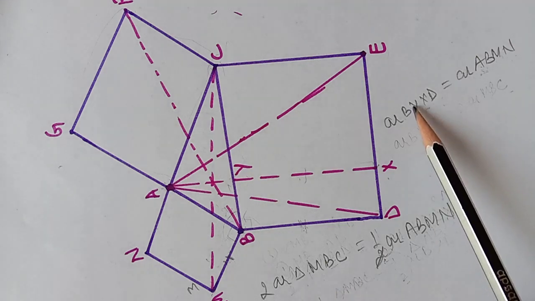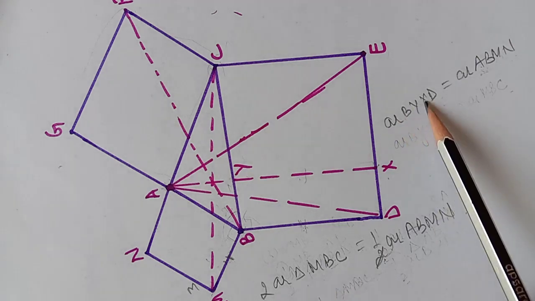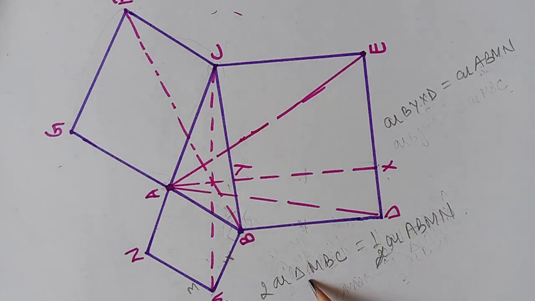From the second result we already proved that area of BYXD is also equal to double of MBC. So these two are equal to each other in area. So students, this is your third part.